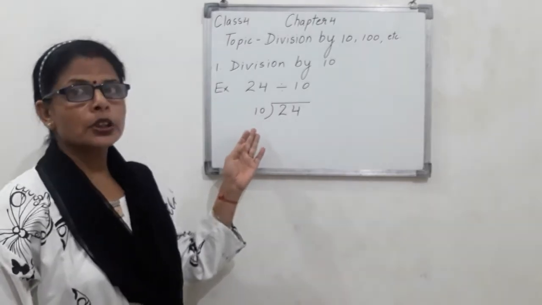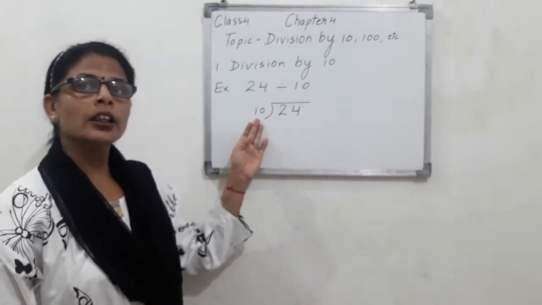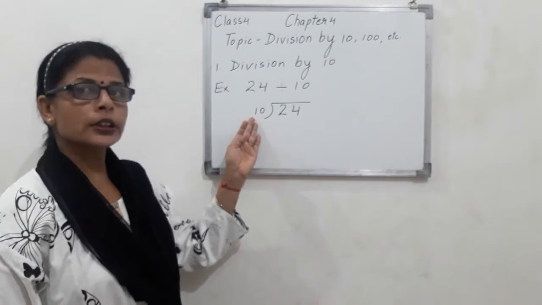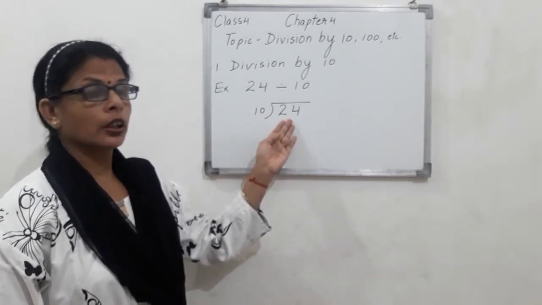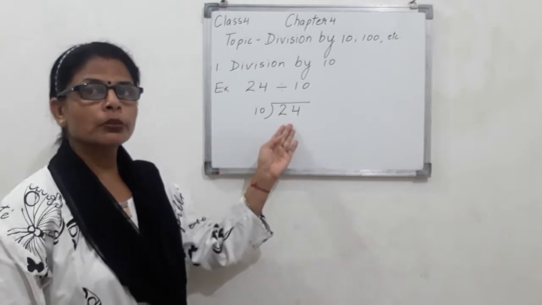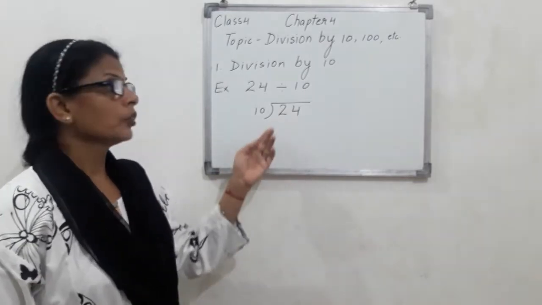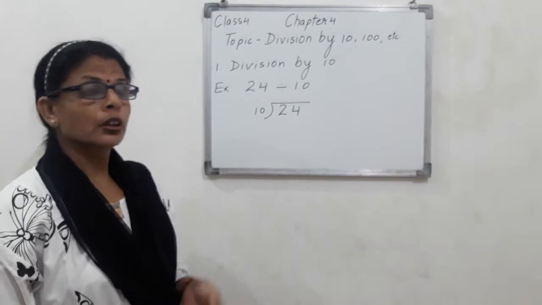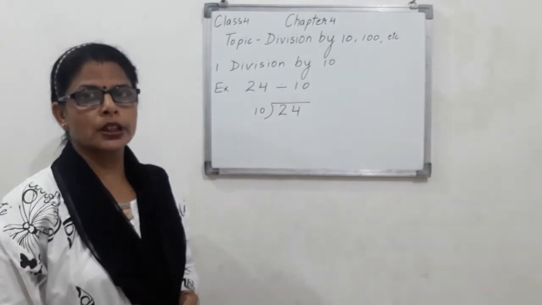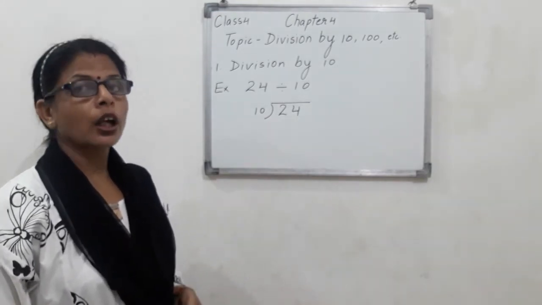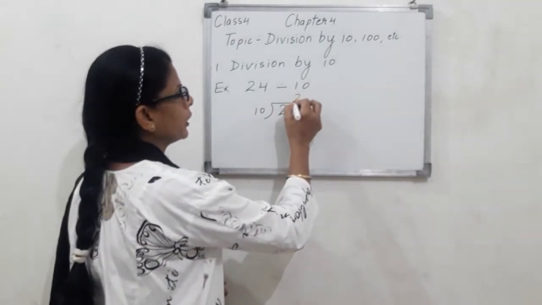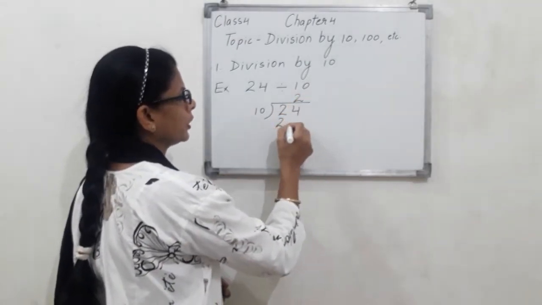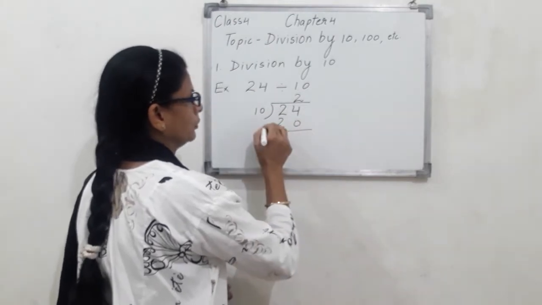So, we have to see how many digits are there in the divisor. There are 2 digits. So, inside also from the dividend we will take 2 digits. Now, does 24 come in the 10 table? No. 24 doesn't come in the 10 table. So, less than 24, what comes in the 10 table? 20. How many times? 2 times. 10 twos are 20. So, 2 will be written up and 20 will be written down.